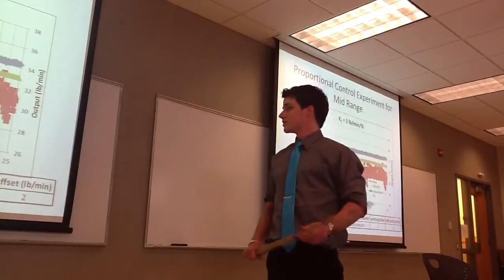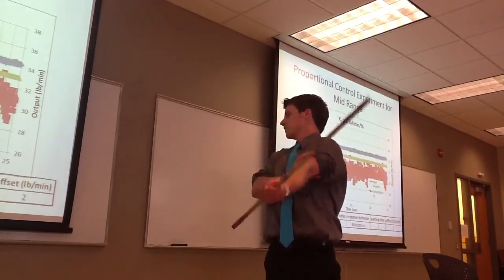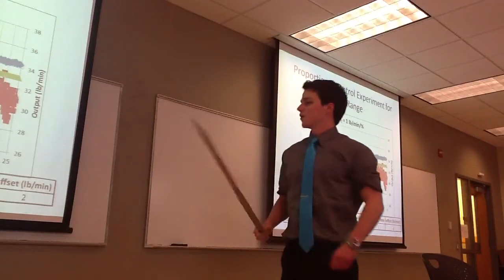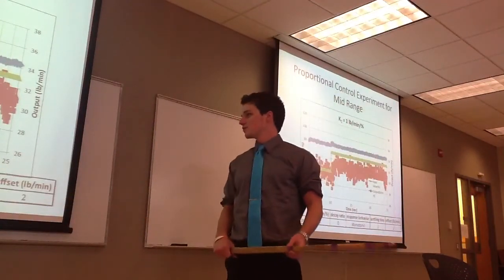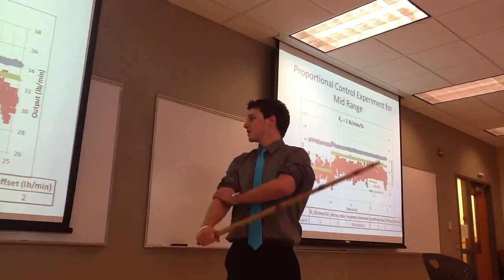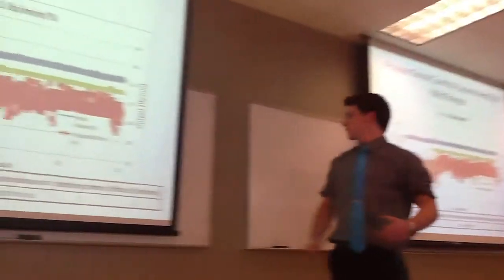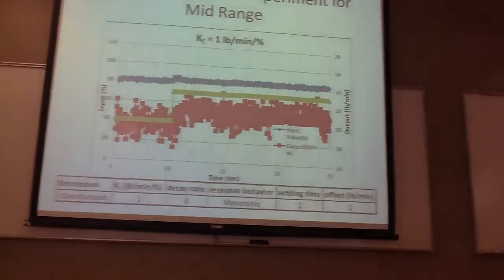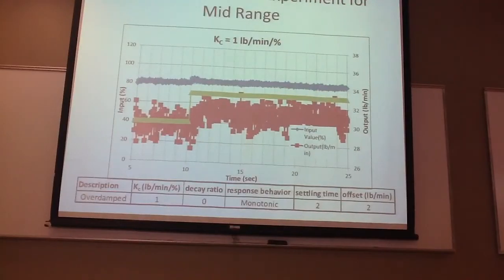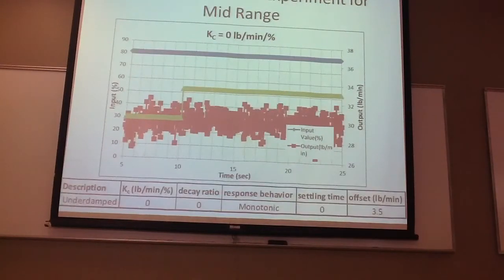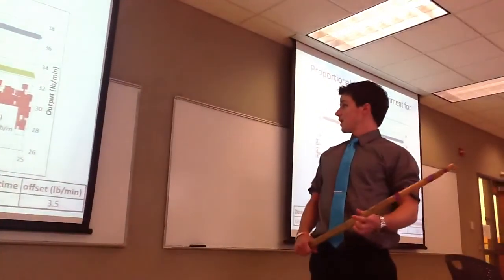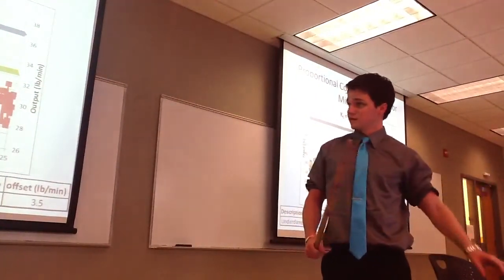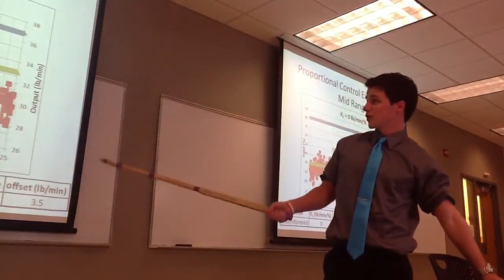This was just another experiment done, and this one was overdamped. It had a KC of 1 and a decay ratio of 0. The settling time was 2, and the offset was 2. And then another was run with a KC of 0, which didn't even jump. It just stayed at 30. Yeah, 30.